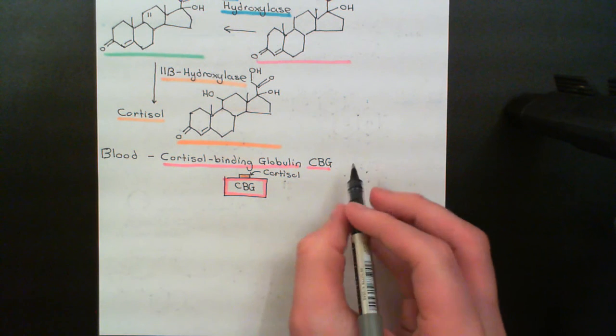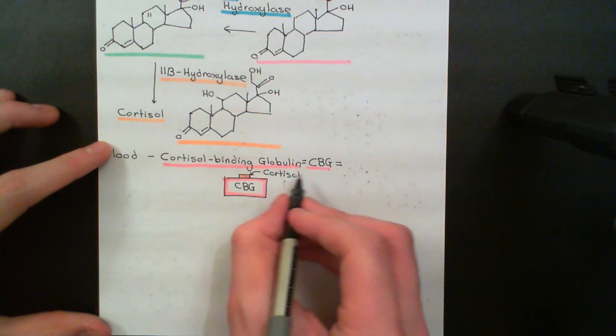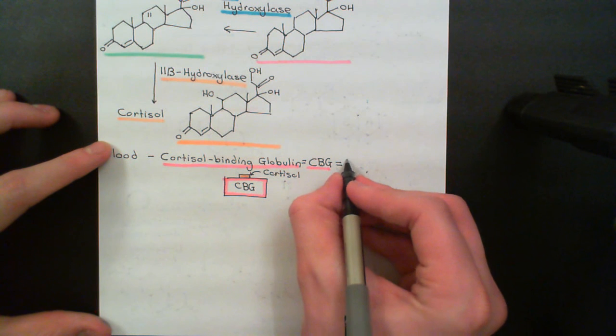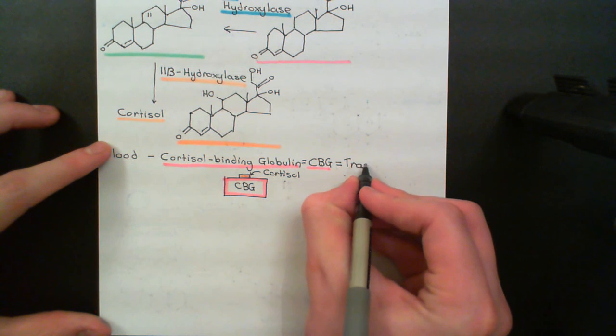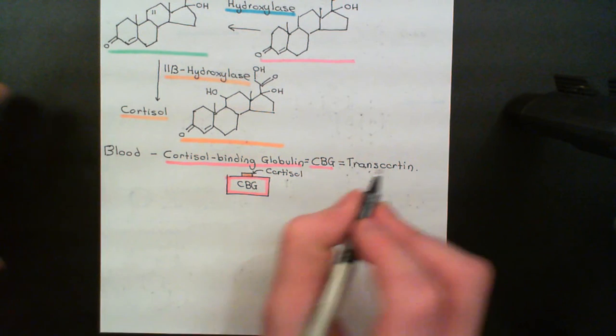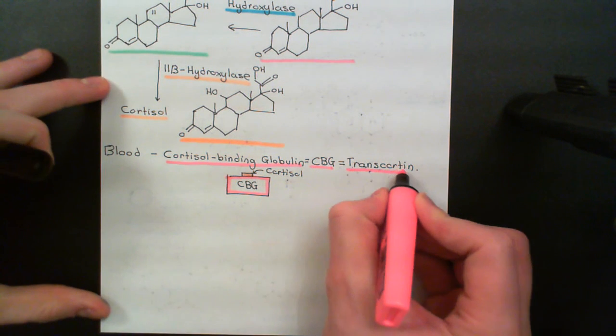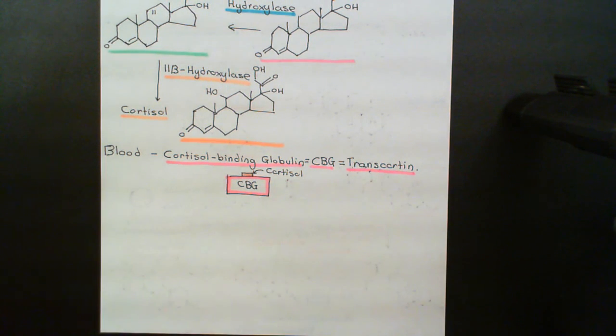Oh, by the way, there is another name that is used for cortisol binding globulin. We've got the abbreviation, but now there's another name. It's also called transcortin. So any time you ever hear anyone referring to transcortin, that's just cortisol binding globulin, the protein in the blood which binds to and transports cortisol around the bloodstream.